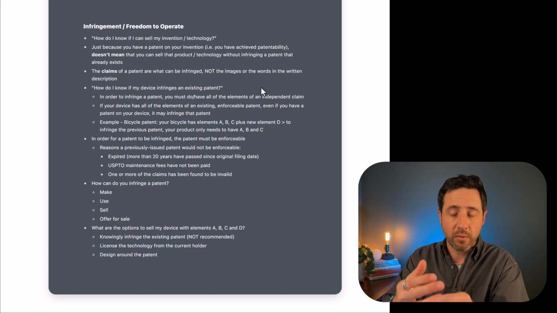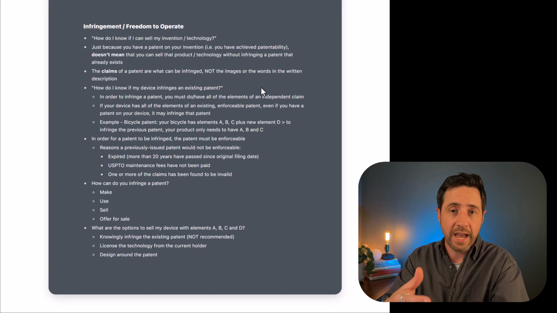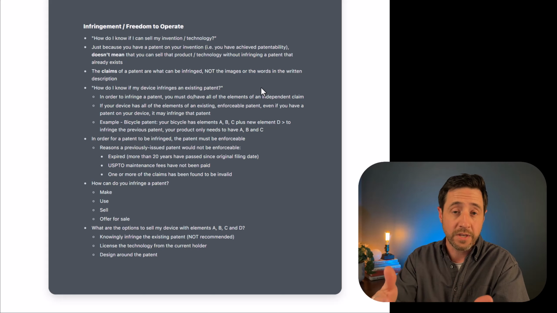So in order to be enforceable, again, it has to be an actual patent that's been issued, and it has to not be expired. The next thing that could make a patent unenforceable is that it could be abandoned. When you file a patent, there are fees that you pay in order to file it. And then after issuance, you have to pay what are known as maintenance fees to the patent office, to the government, in order to keep that patent alive and enforceable. Those are typically due around 3.5 years, 7.5 years, and 11.5 years after the patent issues. If you don't pay those fees, the patent becomes abandoned, and at that point, the patent is no longer enforceable.